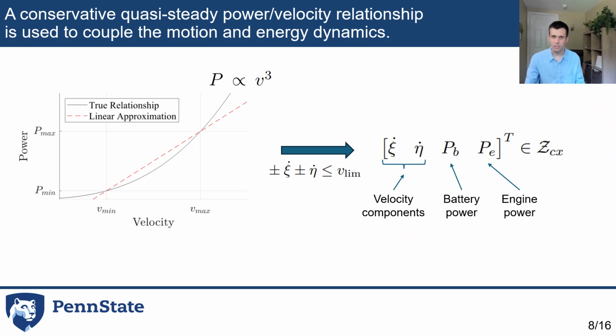To couple the energy and motion dynamics to each other, we used a conservative linear approximation of a quasi-steady power and velocity relationship. So that's what's depicted on the left side of the slide here. So we have a conservative linear fit to this cubic curve here. And using this linear approximation, we get coupled constraints on the velocity components, c dot and eta dot, and the battery and engine power states. So specifically here, we would say that the state vector must belong to the set ZCX, which is a constrained zonotope in our case.